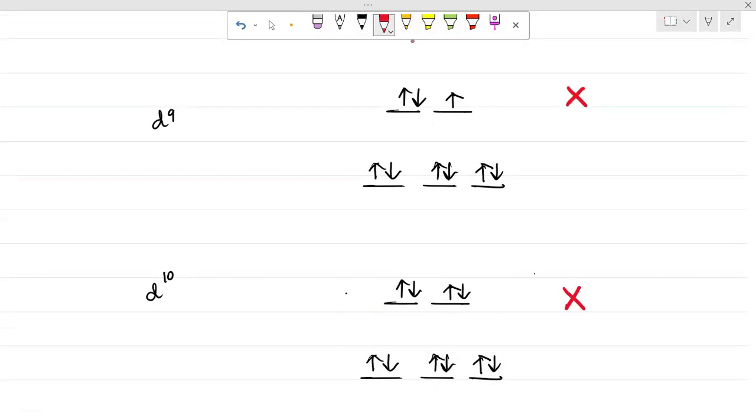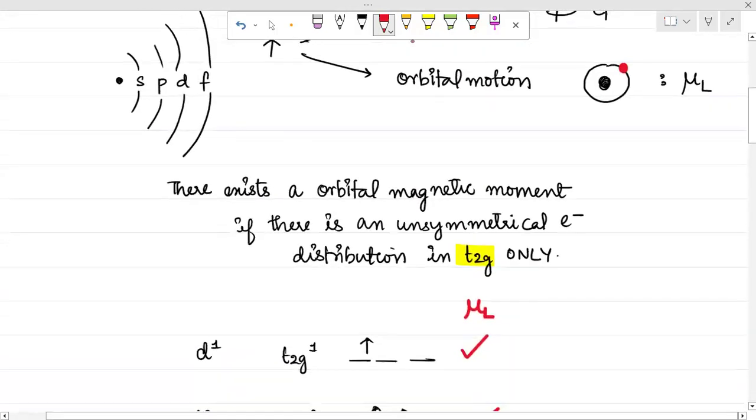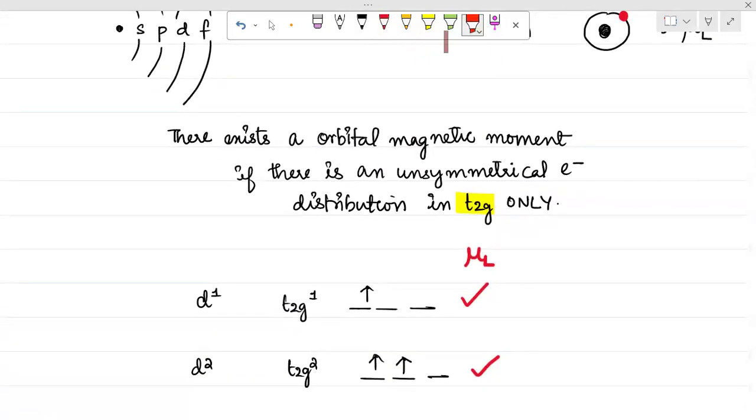Okay, so this is the concept that you'll be using to solve the problems. If there is any sort of unsymmetry at the T2G, that's when you see an orbital contribution. Otherwise, you need to consider spin-only magnetic moment. I hope it is clear. I repeat again, the orbital contribution exists only when there is some sort of unsymmetrical electron distribution at T2G.